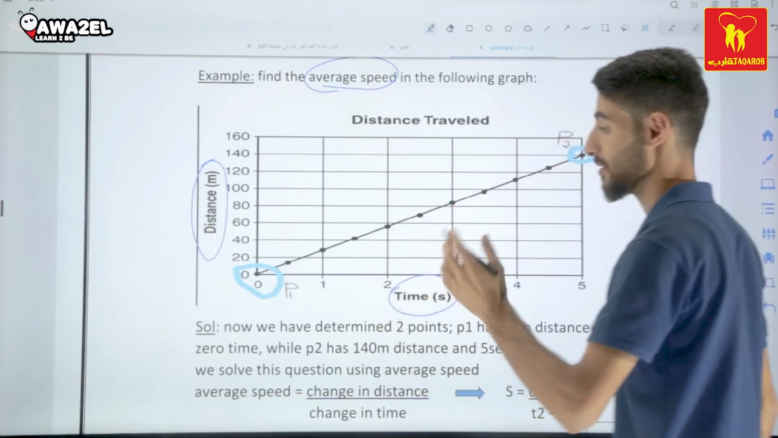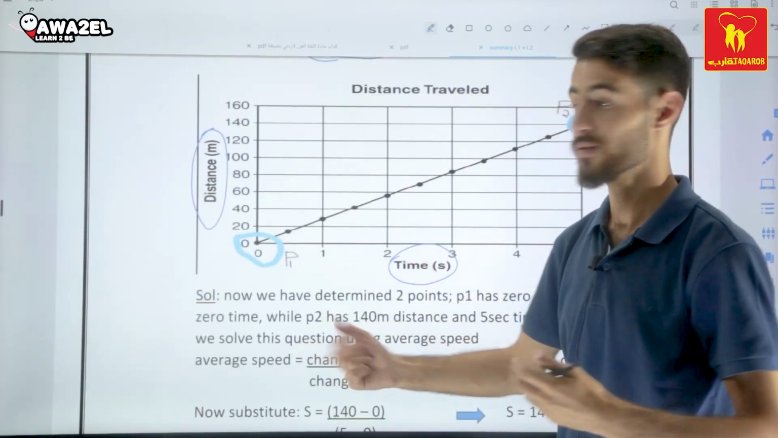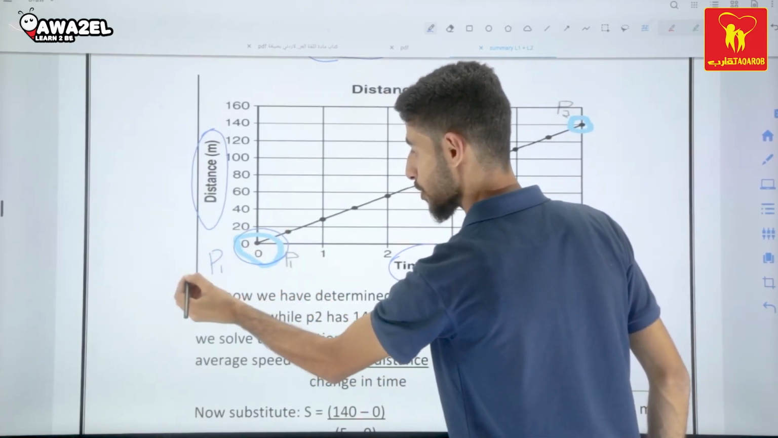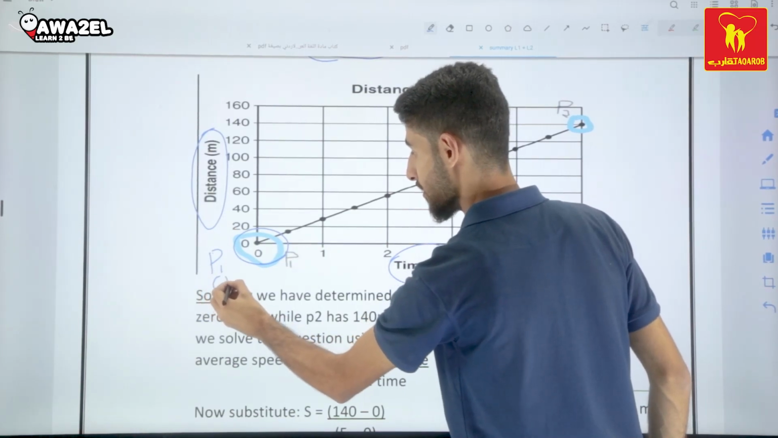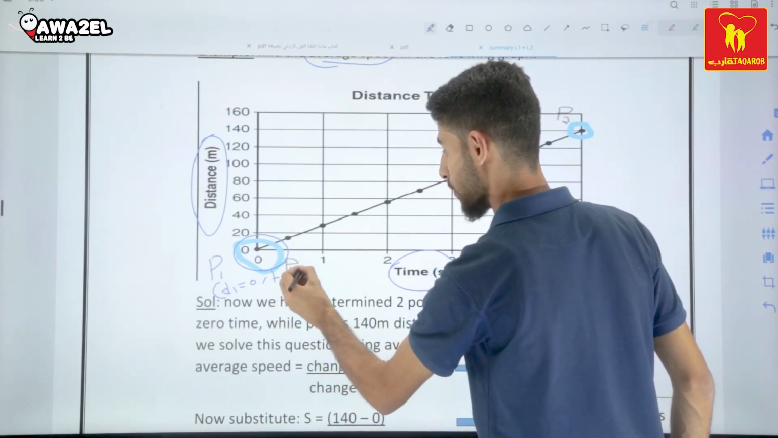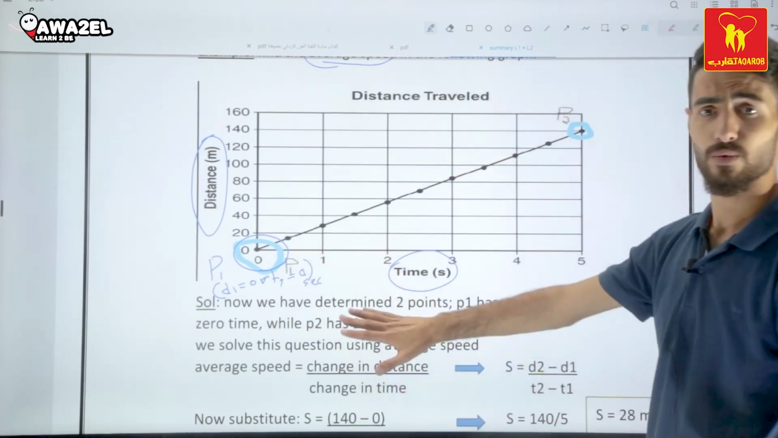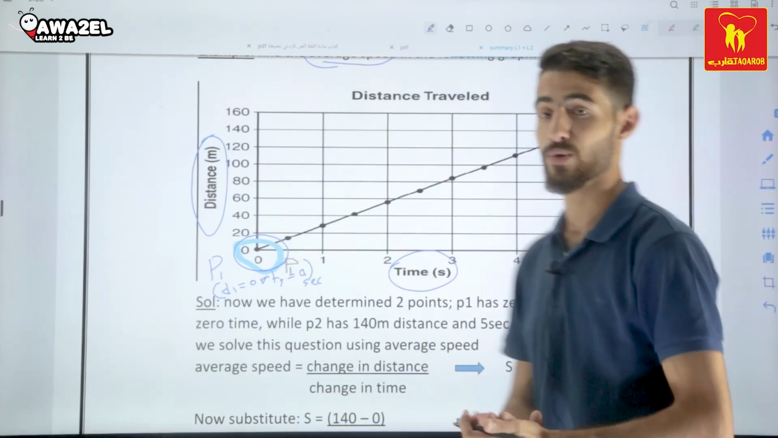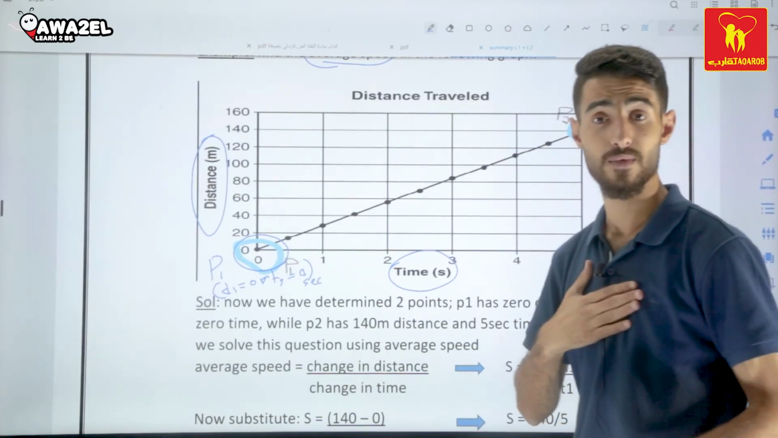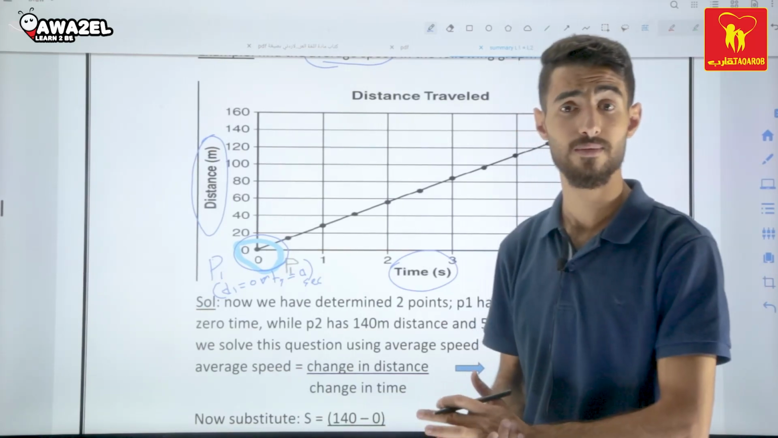How do I calculate it? Let's see. I need 2 points. To make it easier, always take this point as the initial point. This one is called P1 and has D1 equals 0 and T1 equals 0, in meters and seconds. We're done here. And I need a second point. Where do you prefer to choose? For me, honestly, I prefer convenient points. Why? It's much easier to calculate.